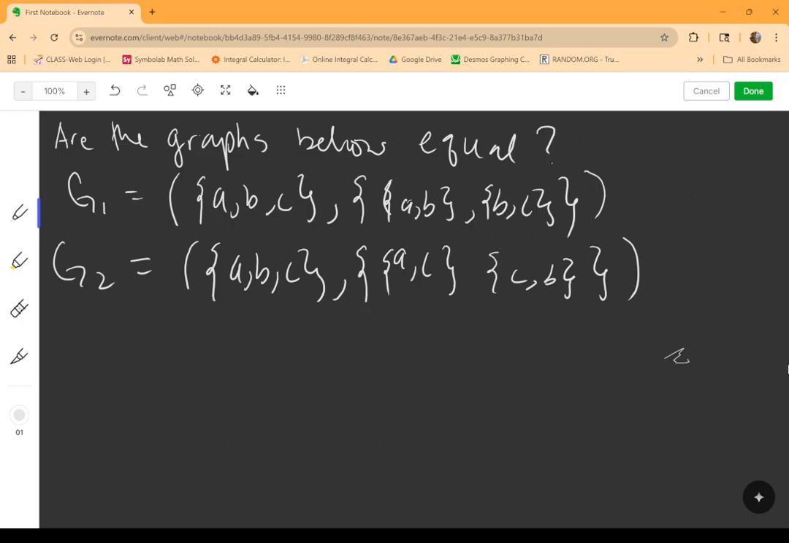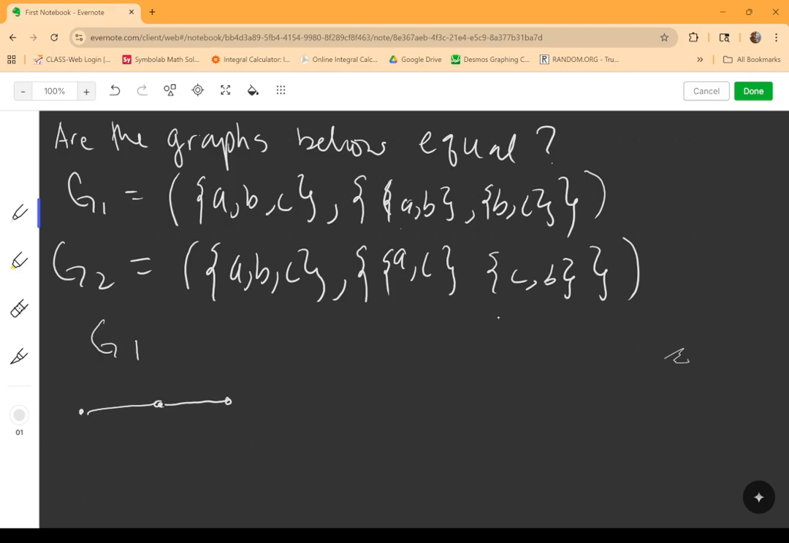Here, we have the same number of vertices. We even labeled them the same. But we can see that the edges aren't exactly the same. So maybe they're not equal in the sense of their naming being the same. Right, that won't be true. So not equal in that sense, but it does bring up a bigger point.